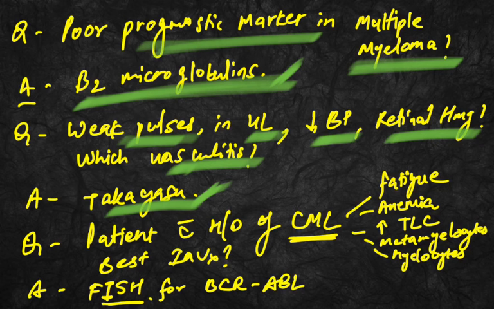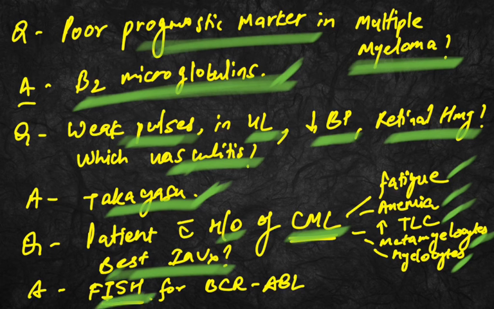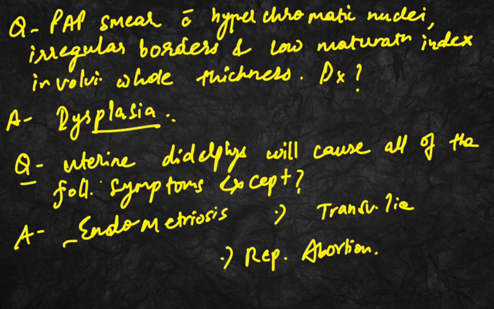Now, patient with history of CML, like the history is given in the question: fatigue, anemia, and increased TLC count, myelocytes, and metamyelocytes. So what is the best investigation? You will say FISH for BCR-ABL. This is the best investigation for CML.